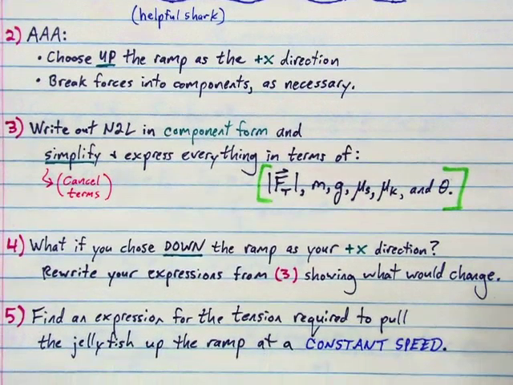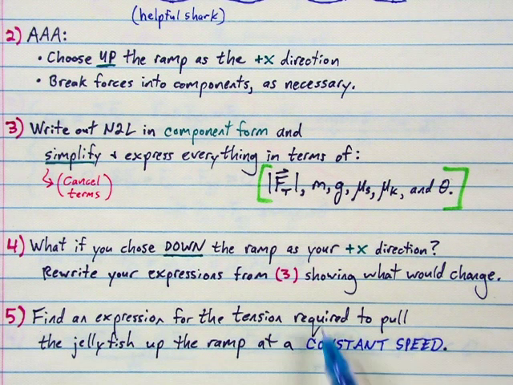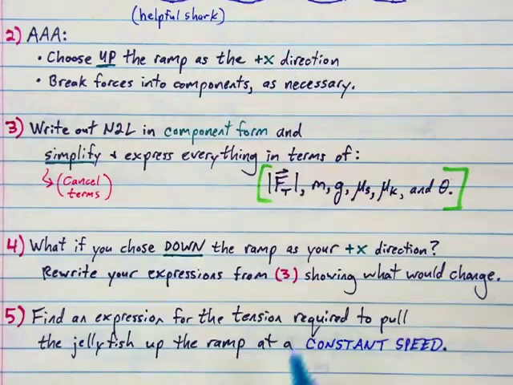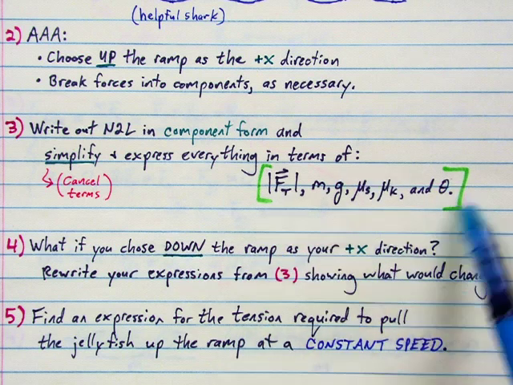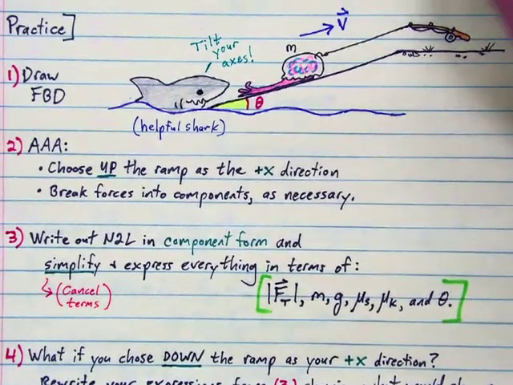And lastly, consider what expression for the tension would be required if you're going to pull the jellyfish up the ramp at a constant speed. So what if instead of accelerating up the ramp, it were just moving at a constant speed? Find an expression for the tension, again, in terms of just these variables here, but not necessarily all of them. Okay, so that's a bunch of things to do. Pause the video, start working those out, and I'll go over it in a moment.